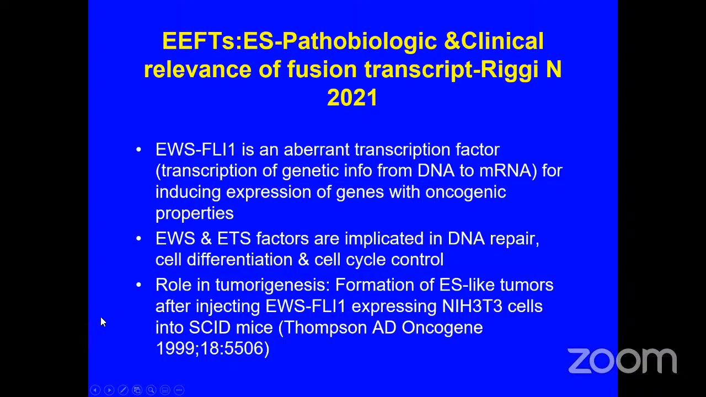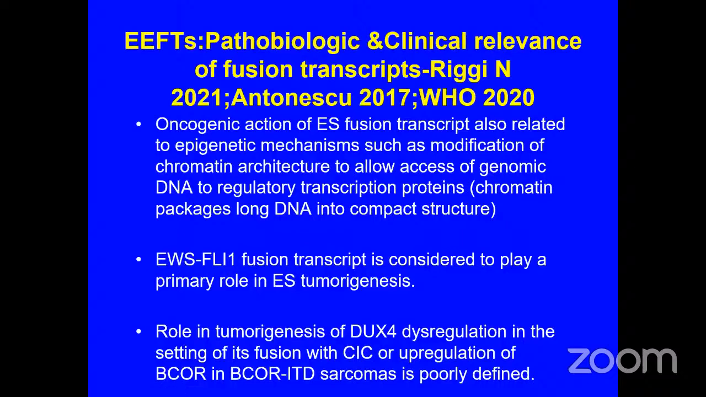The EWS1 gene is an aberrant transcription factor for inducing expression of genes with oncogenic properties. EWS and ETS factors are implicated in DNA repair, cell differentiation, and cell cycle control. And it has been demonstrated that ES-like tumors do form after injecting EWS1 expressing cells into SCID mice. So there is ample evidence to suggest that the EWS1 gene fusion plays a role in the oncogenesis of Ewing sarcoma. And therefore, the EWS1 gene is considered to play a primary role in ES tumorigenesis.